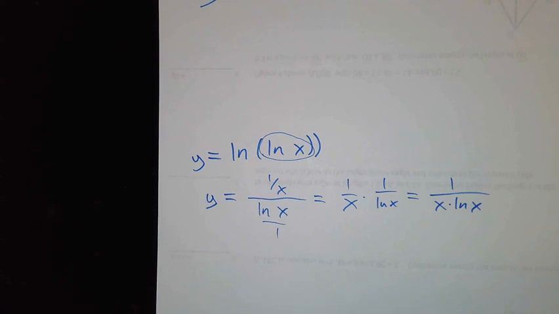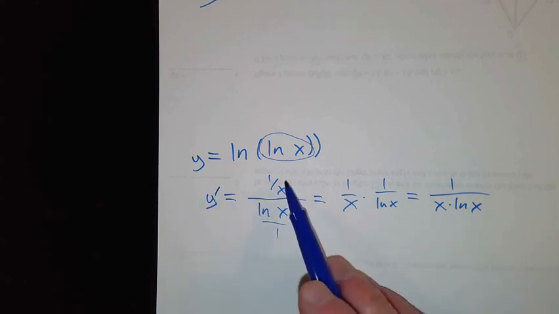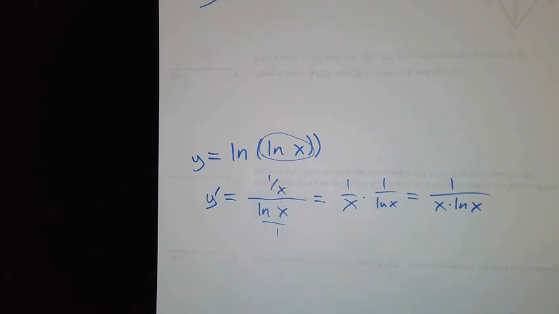Composition of functions. Ain't it a wonderful thing? Whoops, typo here. This is what I get for doing stuff at 11 o'clock at night. The derivative is 1 over the natural log of x times the derivative of the natural log of x, which is 1 over x. And then simplification that follows.